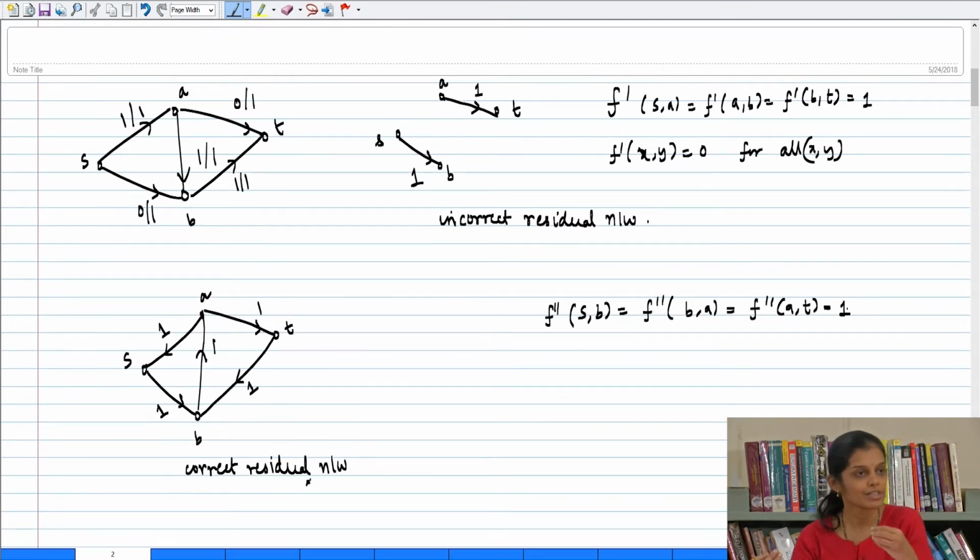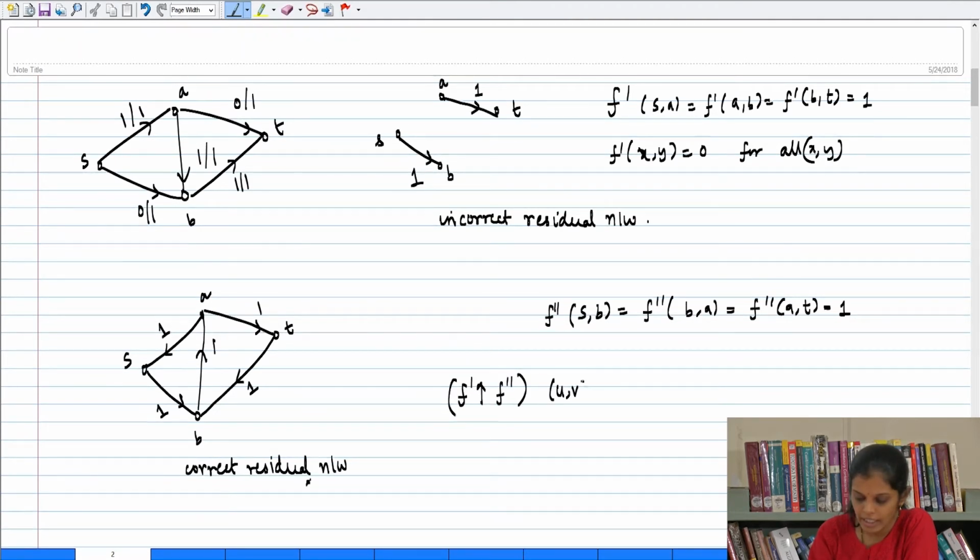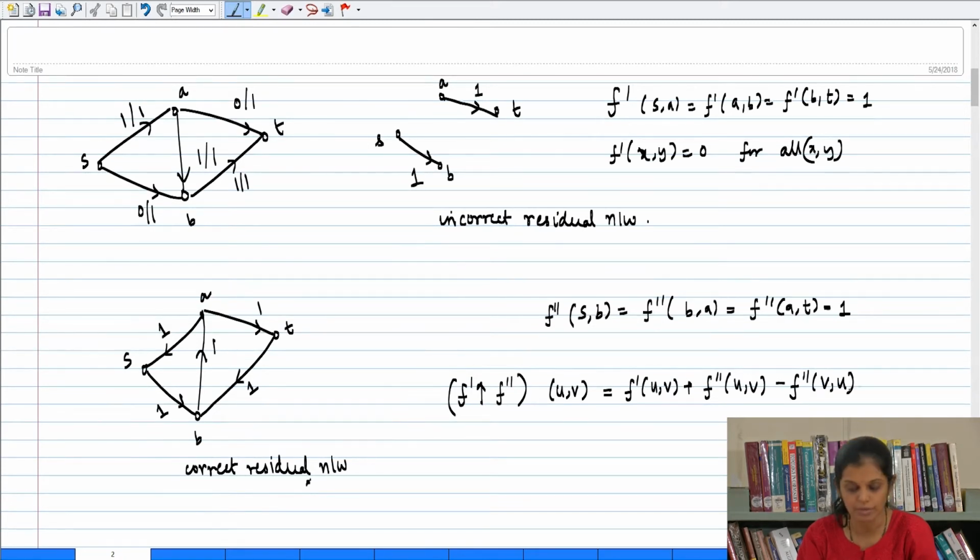And how did we combine these two flows? You remember we had written F augmented with F prime, but I will now have to write F prime augmented with F double prime of UV. And this should be defined only on the edges of the original network. So it is equal to F prime of UV plus F double prime of UV minus F double prime of VU. This was how it was defined.